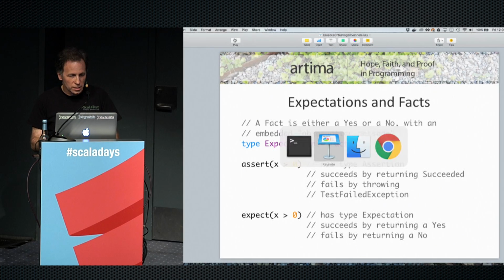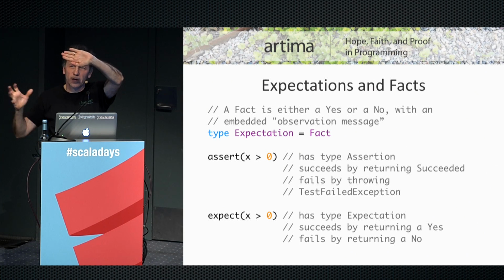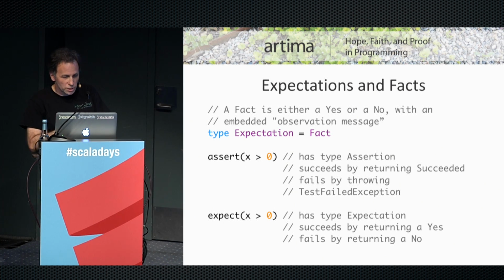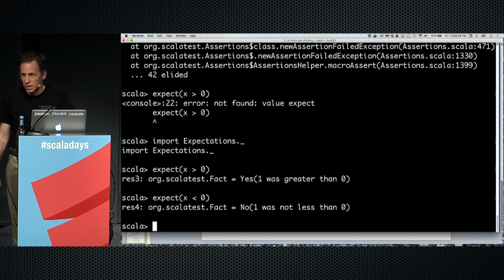So what it does return is basically a Fact, which is either a yes or a no. It's like a Boolean with an error message in it that remembers a fact that was observed about the universe. In this case, I got a yes back because my expectation was that x was greater than 0, and yes, 1 was greater than 0. If I do a negative one, I don't get an assertion, I get a no. So it's either a yes or a no.